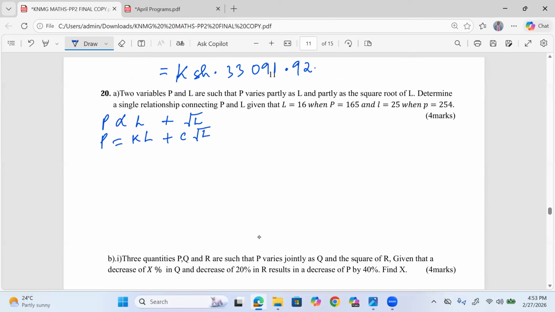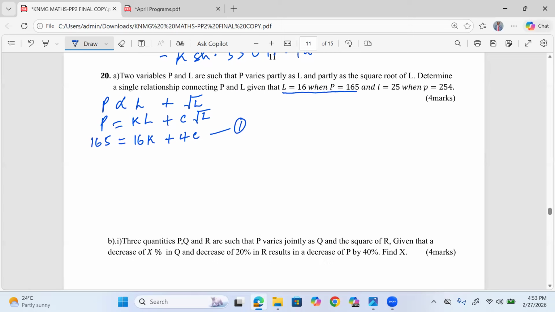At this point, ladies and gentlemen, we can talk about the conditions provided here: P is 165 when L is 16. So 16 times K plus C times the square root of 16, which is 4. This is one of the equations. Then P equals 254 when L is 25. So 25 times K plus the square root of 25, which is 5 times C.